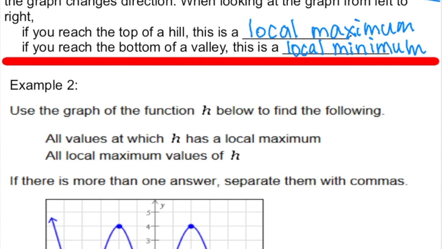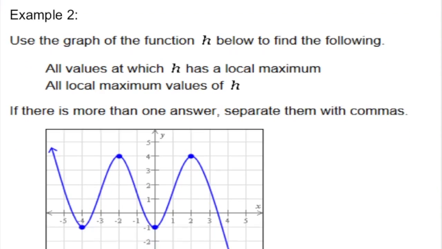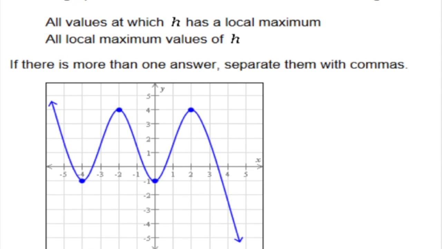So let's look at the graph that we see below. Here in example 2, you have a graph sketched on the coordinate plane, and we are being asked to use the graph of function h. We don't know the function, but this is called function h, to locate all values at which h has a local maximum and all of those local maximum values of h. So we are going to label this on the graph.